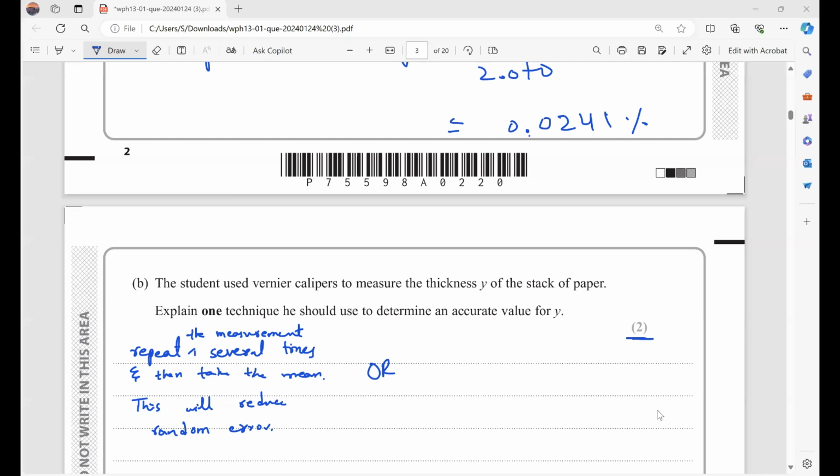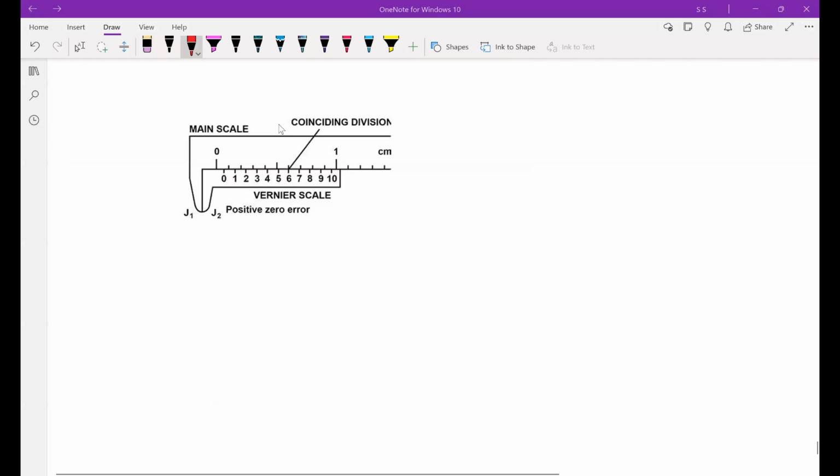So over here, this is a Vernier calipers. It's a device you use for measuring very small lengths. Here are its two jaws. J1 and J2 are the two jaws of the Vernier calipers. The bottom scale over here from 0 to 10, this is the Vernier scale. And the top scale is the main scale. So there are two scales. So there are two zeros, right?